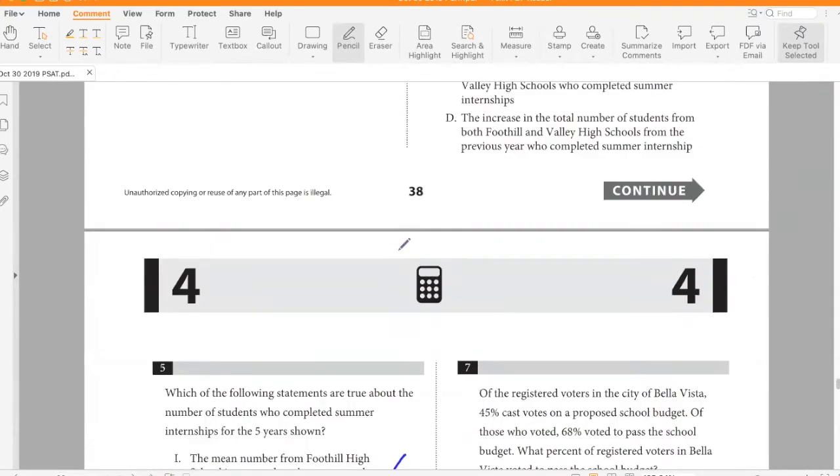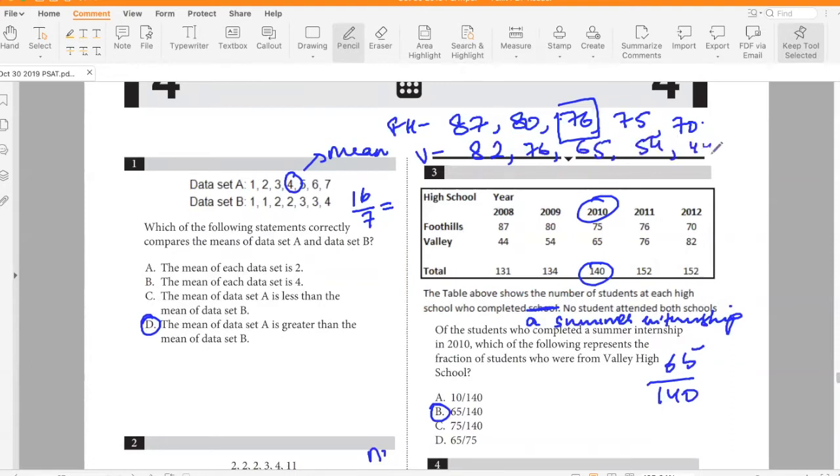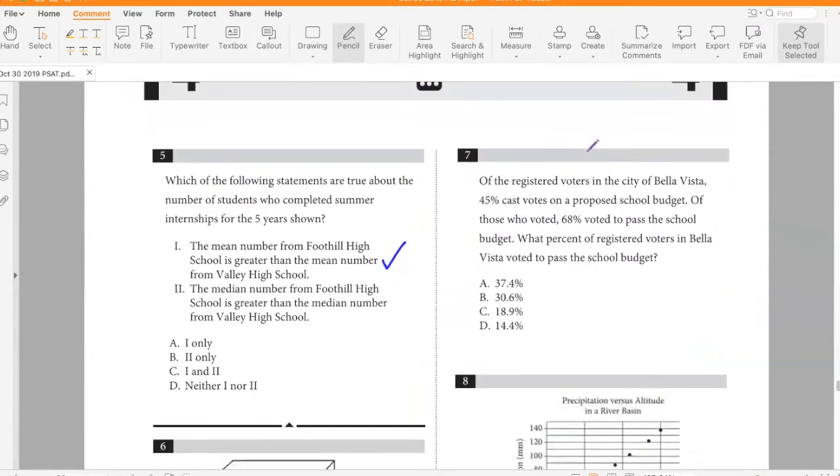And the median, let's compare the medians. Let me just write them in descending order. 87, so this is for Foothills: 87, 80, 76, 75, and 70. So the median for Foothills is 76, and for Valley, it is 82, 76, 65, 54, and 44. So for Valley, it's 65. So the median for Foothills is also greater than the median for Valley High School. So both 1 and 2 are true.